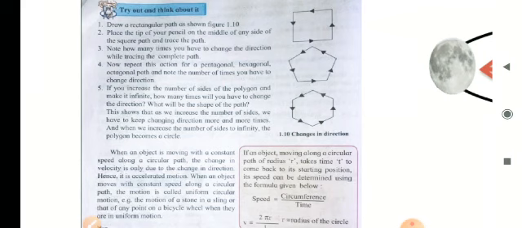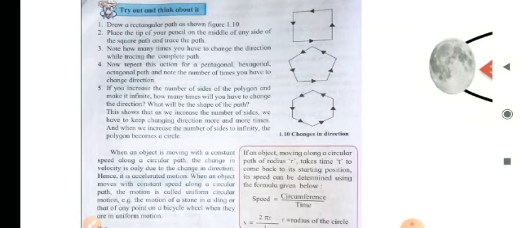Fifth, if you increase the number of sides of the polygon and make it infinite, how many times will you have to change the direction? And what will be the shape of the path? So this shows that as we increase the number of sides, we have to keep changing the direction more and more times. And when we increase the number of sides to infinity, the polygon becomes a circle. So we have to change the direction infinite number of times.